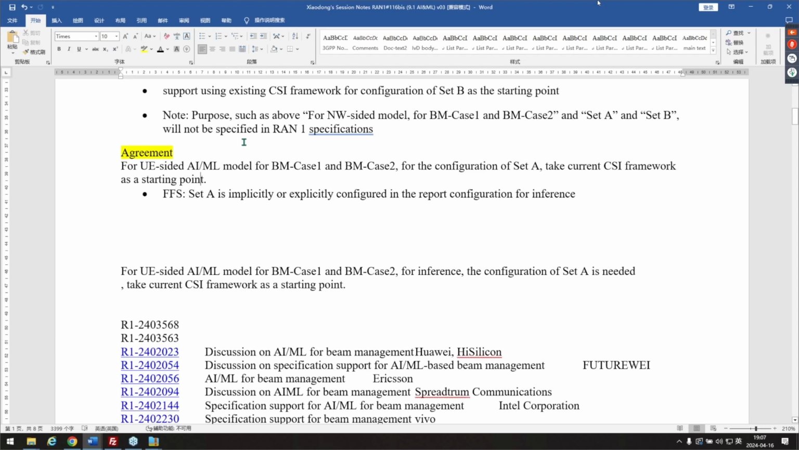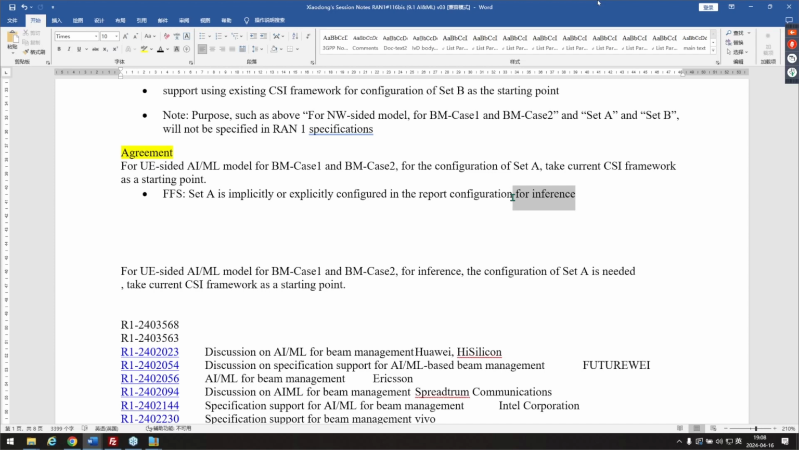Okay, let's take a look. Which part? The main part, just add for inference, right? Because for data training, okay, let me explain. If this is for UE side model data training, we need to have actual measurement from set A. Otherwise, how do we collect data for training? If you are talking about the inference stage, you want to do implicit configuration, that's fine. We can consider that.